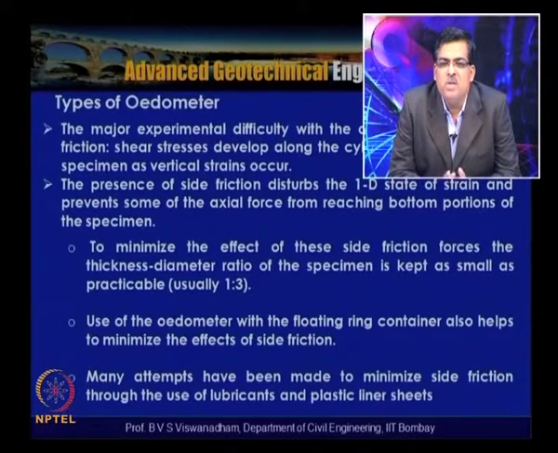To minimize the effect of the side friction forces, the thickness to diameter ratio of the specimen is kept as small as practicable. One of the reasons why the thickness to diameter ratio is maintained as 1:3 is to minimize the side friction forces.